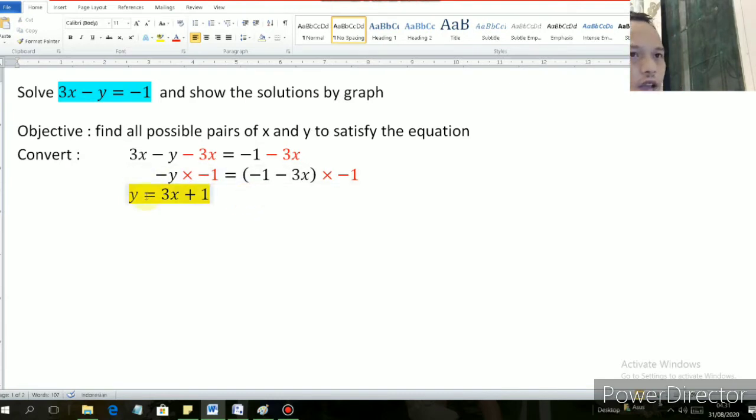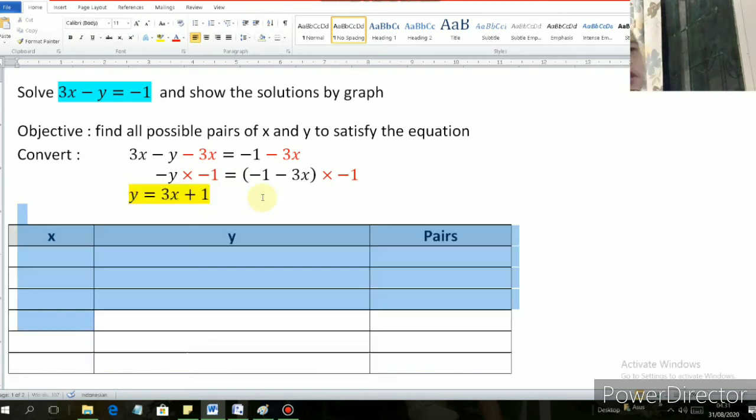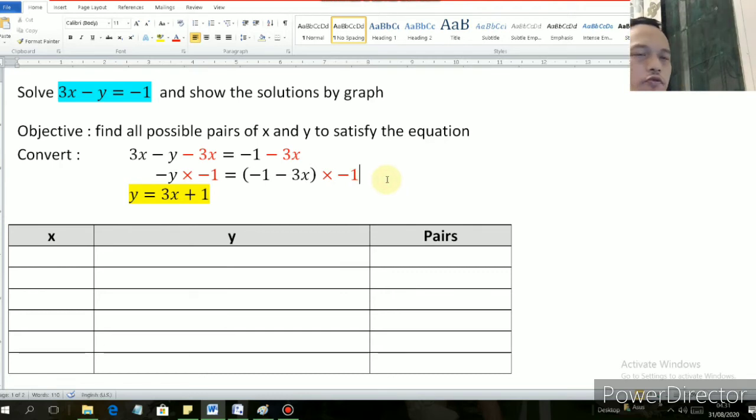Okay, so now after I find this equation, let's start to find the pairs. I will use the table here, just like the previous example, x, y, and the pairs. So first let's try to use any values of x from a specific domain. Since it is not stated what the domain is, we can assume that we use real numbers as the domain. So you can use any real numbers to start with your x. I will use the easiest one, I will use 0 as my starter.